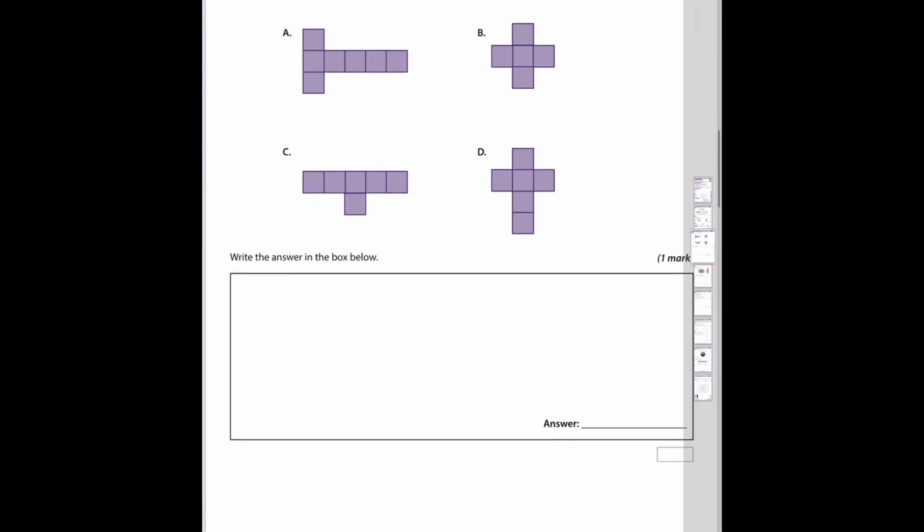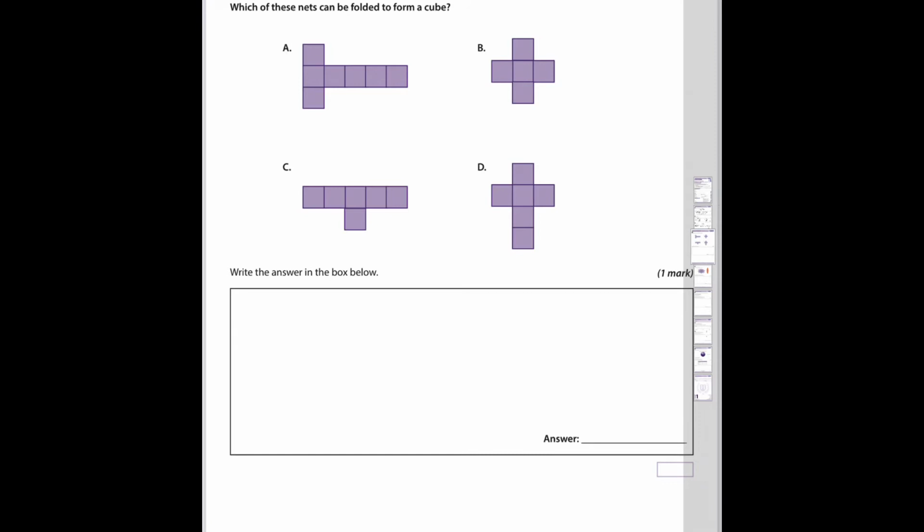Question 4. Which of these nets can be folded to form a cube? Well, as we know, a cube has 6 sides. So we can look at this, 1, 2, 3, 4, 5, 6, 7, that one's out. 1, 2, 3, 4, 5, that one's out. Now also with a cube, you've got 4 in a straight line and 2 either side to form the top and bottom. This one hasn't got that, this one has.